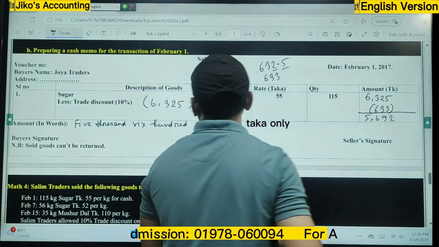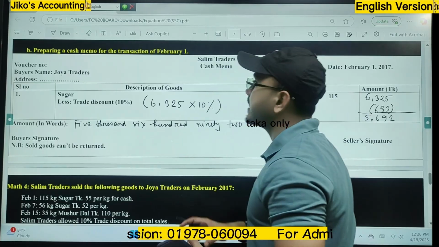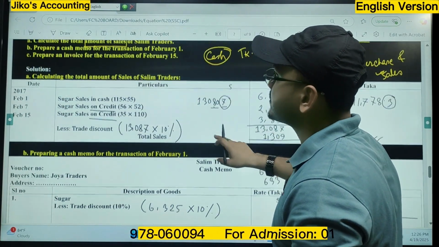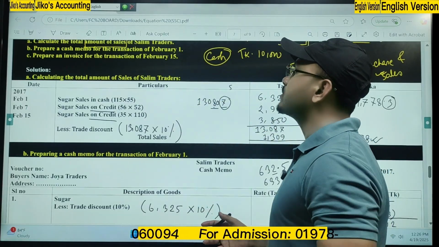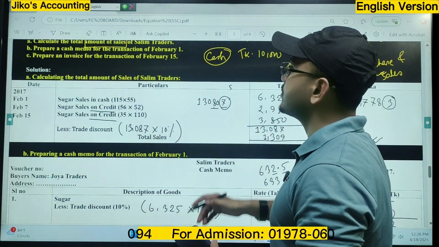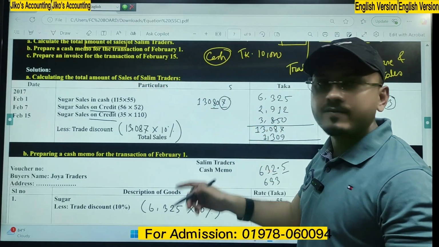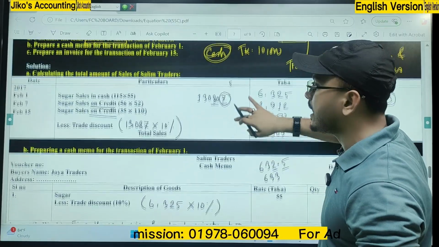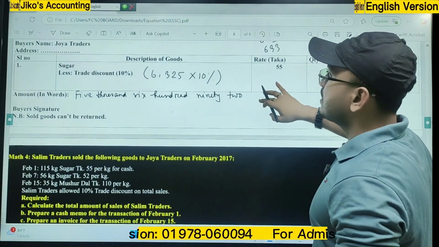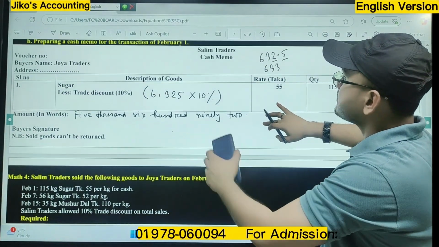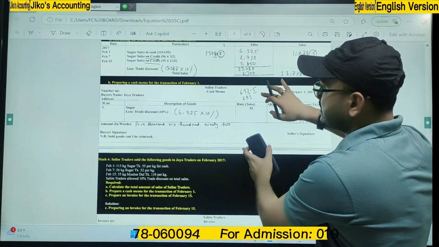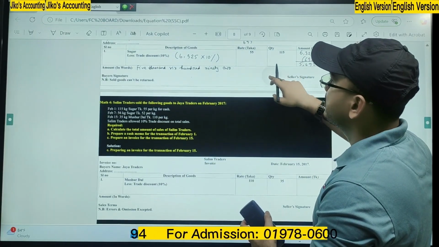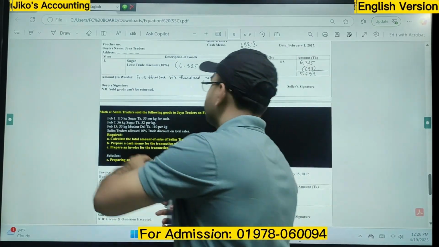Is it okay, sir? Now, what is our third requirement? If it is done, move to our third requirement. You can see here, our third requirement is to prepare an invoice for the transaction of February. How can you remember the format? Try to get this one. The format of cash memo and invoice both are similar. What I have said, cash memo and invoice both are similar. How? You can see here. I'm going to make it smaller so you can get it.